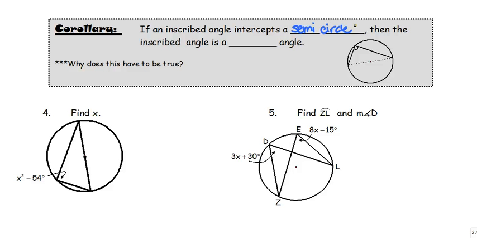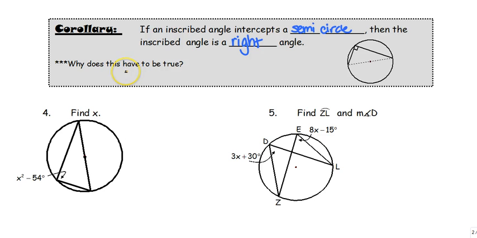A semicircle is how much of a circle? Yes, it's half of a circle. A whole circle is how many degrees? Yes, 360. So I know that a semicircle is 1/2. So if my arc is 1/2 of a circle, leaving me with 180, and the inscribed angle is half of that, that leaves me with 90 degrees, which is a right angle.